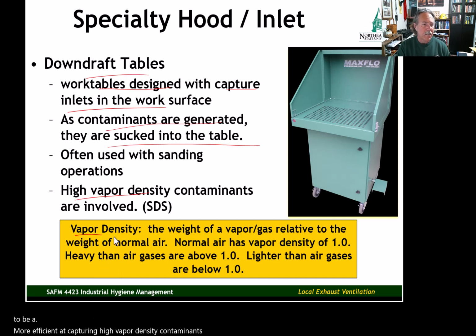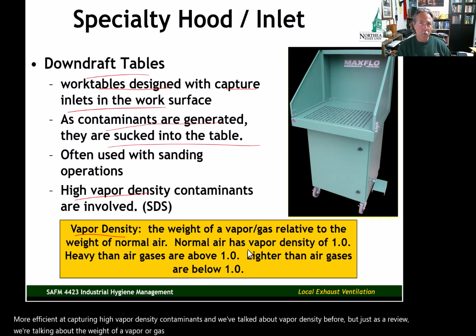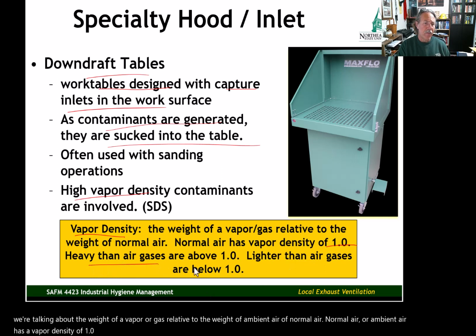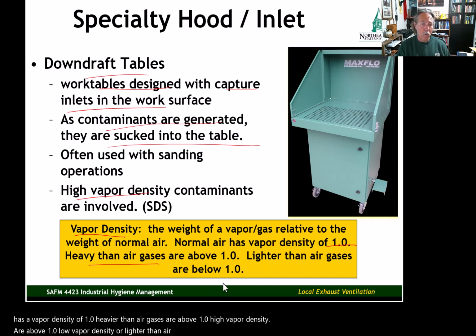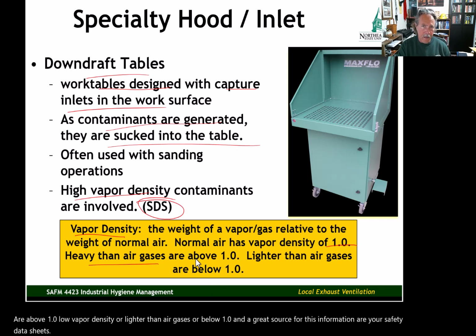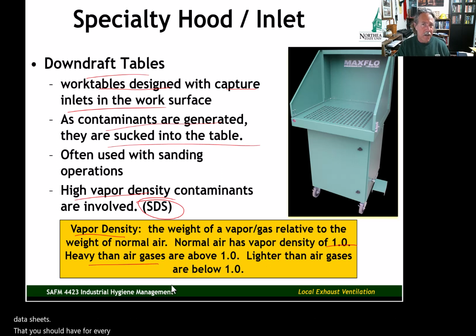And we've talked about vapor density before, but just as a review, we're talking about the weight of a vapor or gas relative to the weight of ambient air, of normal air. Normal air or ambient air has a vapor density of 1.0. Heavier than air gases are above 1.0. Low vapor density or lighter than air gases are below 1.0. And a great source for this information are your safety data sheets that you should have for pretty much everything that you're using in your work operations.